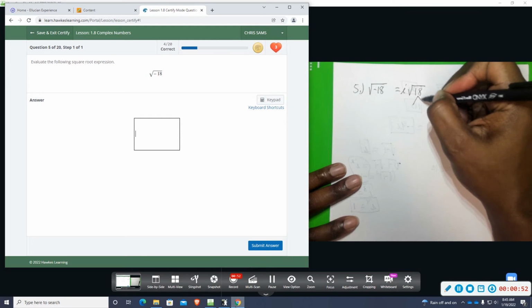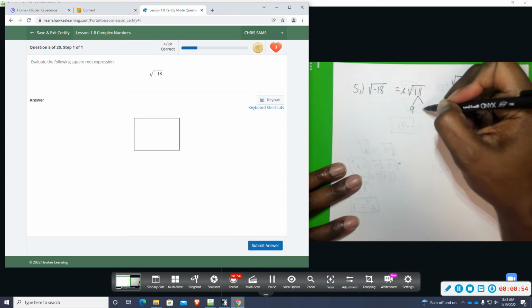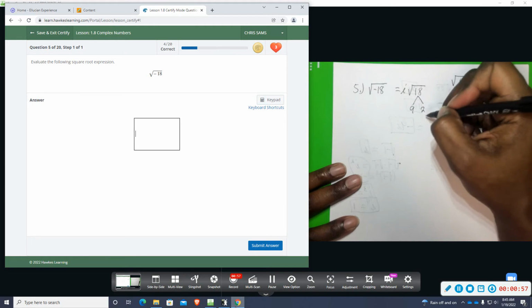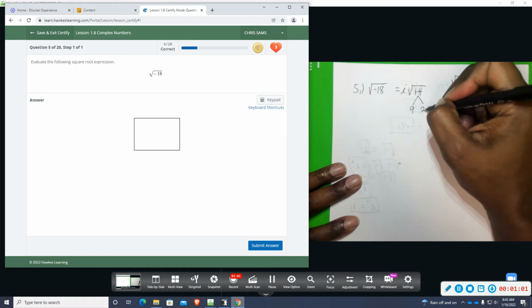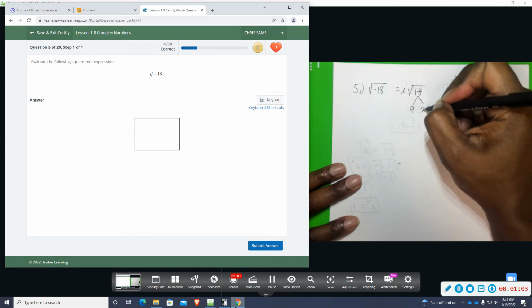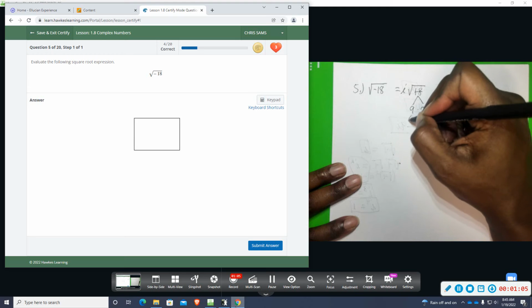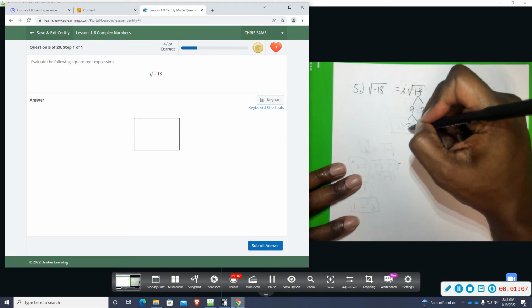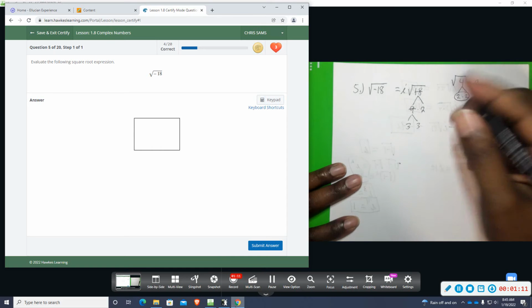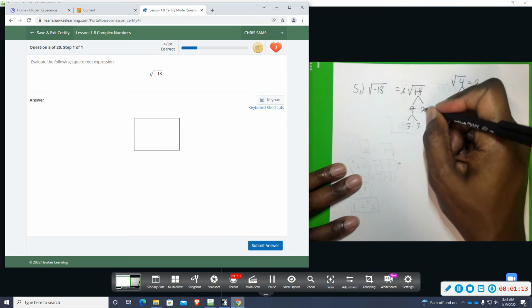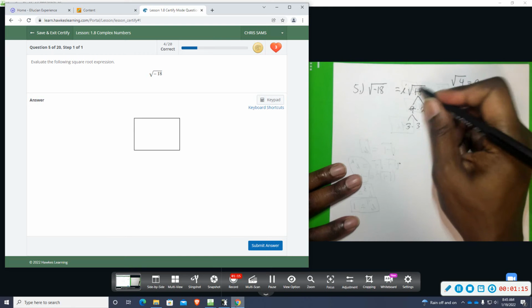So 18, we can break it down into 9 times 2. You want to break it down to prime numbers. Alright, so I'm not dealing with 18 anymore, I'm looking at 9 times 2. Now, 2 is prime, but 9 I can break it down. 9 can be broken down into 3 times 3. Okay, so altogether, if I multiply 3 times 3 times 2, I get 18. That's what I started with.